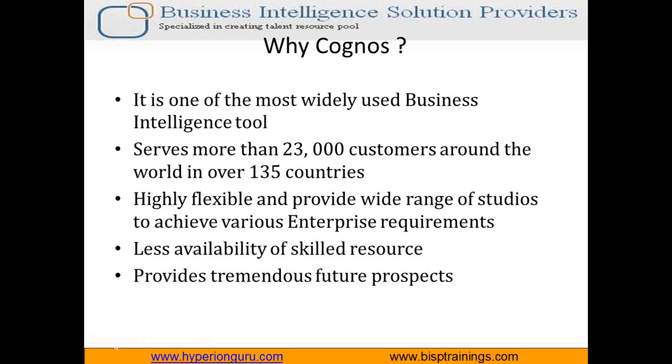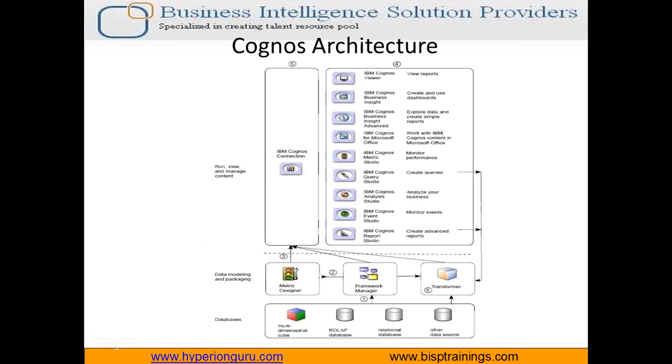Then moving on, we'll start with what is Cognos, and then about the architecture of Cognos. As you can see on your screen, there is the Cognos Architecture. The top section of the screen shows you IBM Cognos Connection. IBM Cognos Connection is a portal wherein you log in to access Cognos.